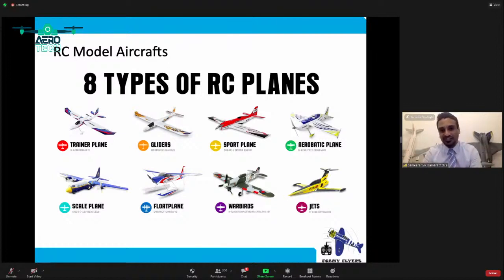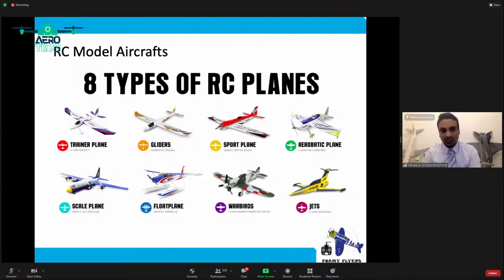The name itself says glider. And sports planes and aerobatic planes, those are pretty much similar. These aircraft can fly upside down, do all these aerobatic things, and fly fast as well. So those are a bit more advanced, for pilots who are more practiced at flying an RC aircraft.